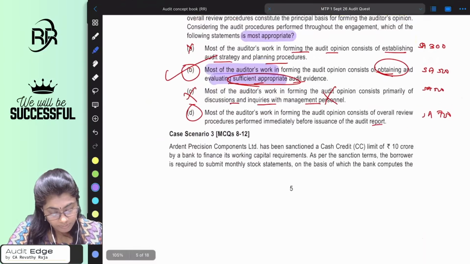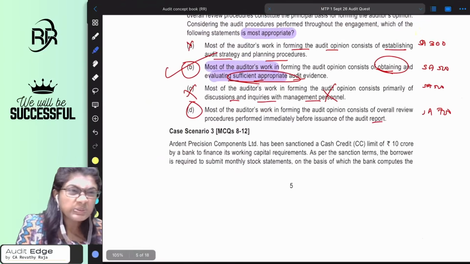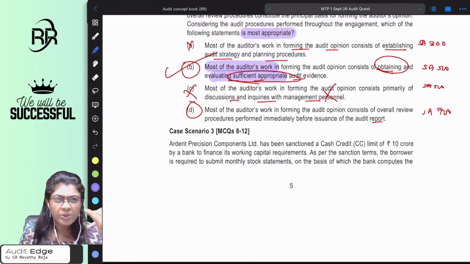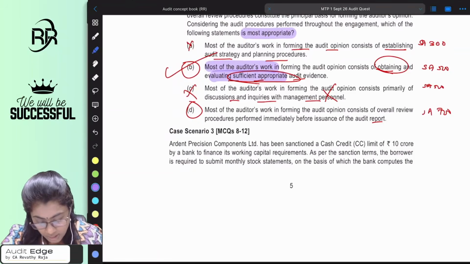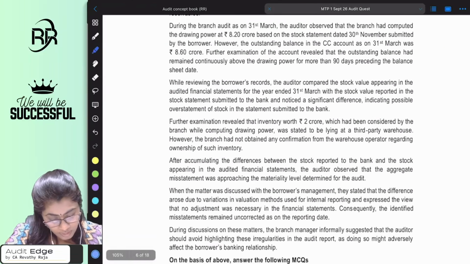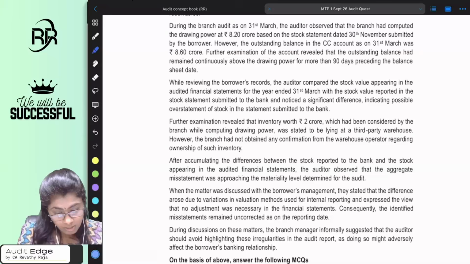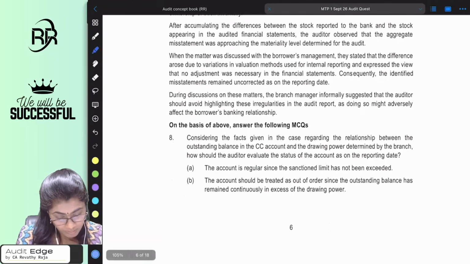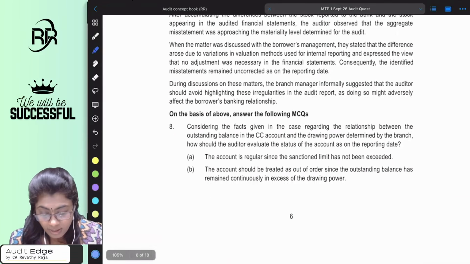Where is it? Case study 3. Third case scenario. Come on, guys. Life is a race. Run. Okay. Directly go to the question.